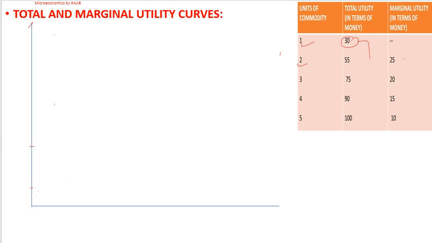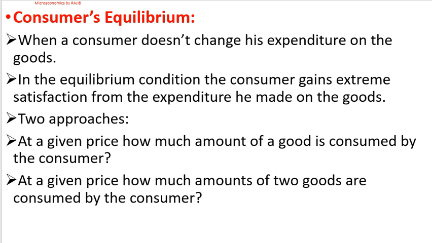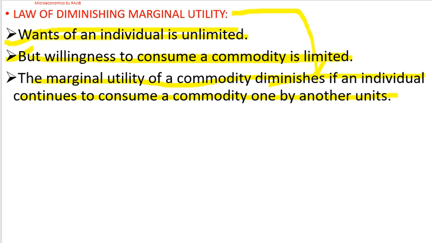and for the second unit the marginal utility is 25, it diminishes. Similarly for the third unit the marginal utility is 20, for the fourth unit it is 15, and for the fifth unit it is 10. That means marginal utility has a trend of diminishing. As we saw, the marginal utility curve has a negative slope, so that is called the diminishing rate of marginal utility. So the marginal utility of a commodity diminishes if an individual continues to consume a commodity one unit after another. I hope you have understood this. Let me come to the next PPT.